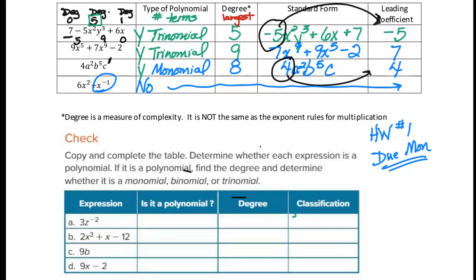Is this a polynomial or not? Because we're dividing, right? So you can just put no, and then you're done with that problem. Then you go to this one, 21. Could that be a polynomial? Yes. So how many terms is it? That's what the classification is. And then the degree.